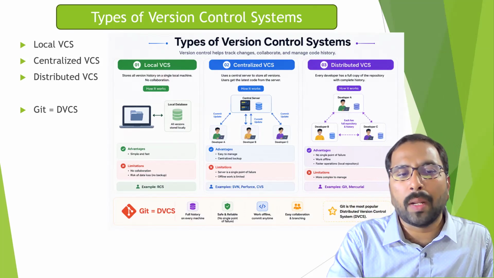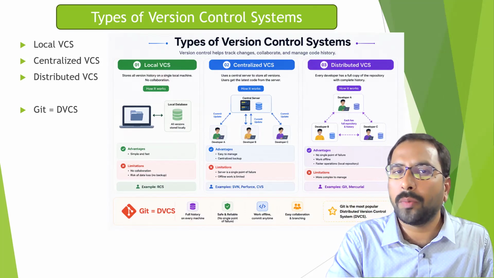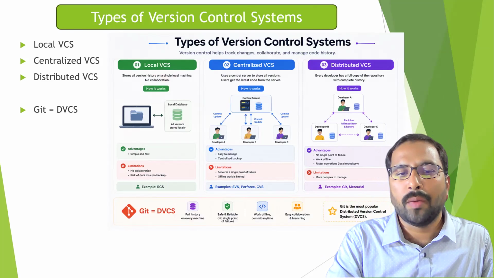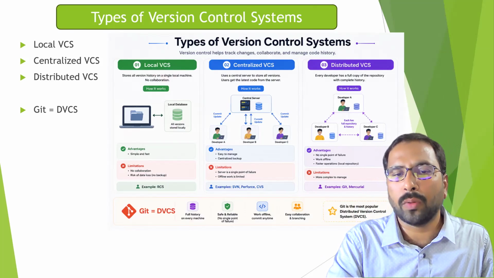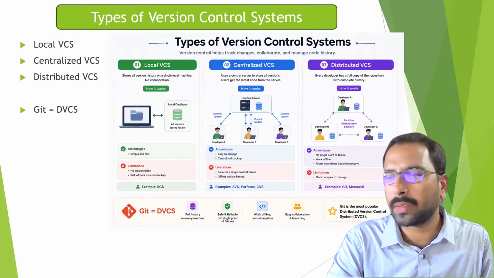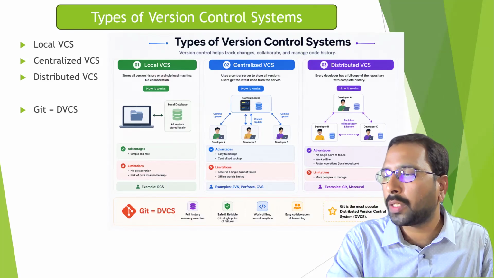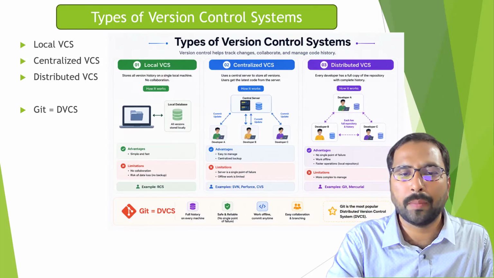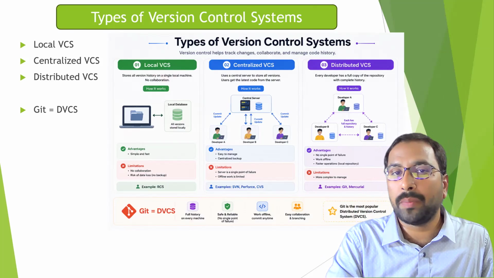Git is the most popular distributed version control system because it supports offline work. Without internet also, developers can work on their laptop. Performance is fast compared to other tools like SVN, TFS, CVS, or Perforce. Okay, and easy branching is there.